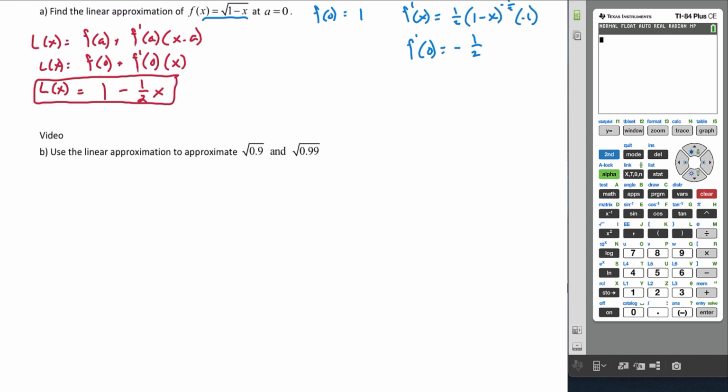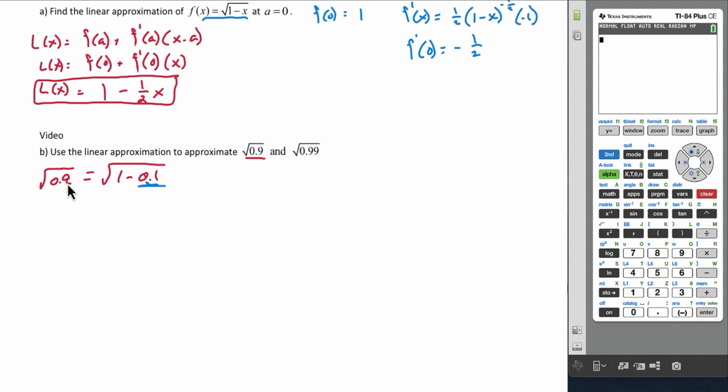Now that we have found the linearization of f at a equals 0, we can use it to make some approximations. For example, we want to approximate the square root of 0.9. The square root of 0.9 is the same thing as the square root of 1 minus 0.1. And we're creating this equation, the square root of 1 minus x, and this forces x to be 0.1 because we want to get 0.9. So 1 minus 0.1 is the 0.9.